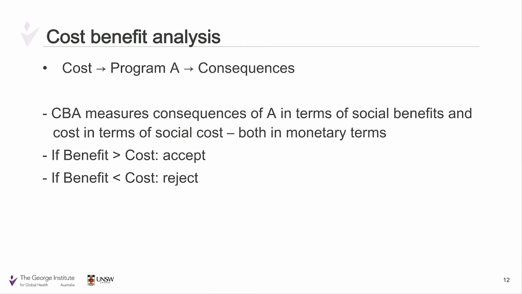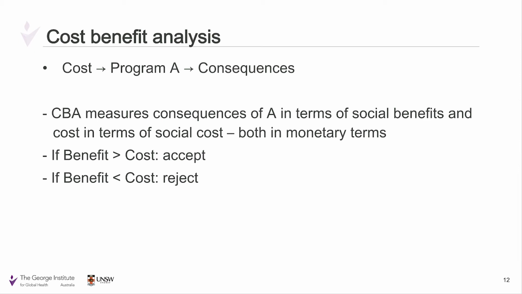So the final type of economic evaluation is cost-benefit analysis. And as you can see, it's slightly different in the way it's presented. It really doesn't involve a comparison between two different alternatives. It's essentially a standalone evaluation of a single program. So it looks at program A in terms of costs and its consequences. What defines a cost-benefit analysis is that the consequences of A are measured in terms of social benefits and cost in terms of social costs, but they're both measured in monetary terms.